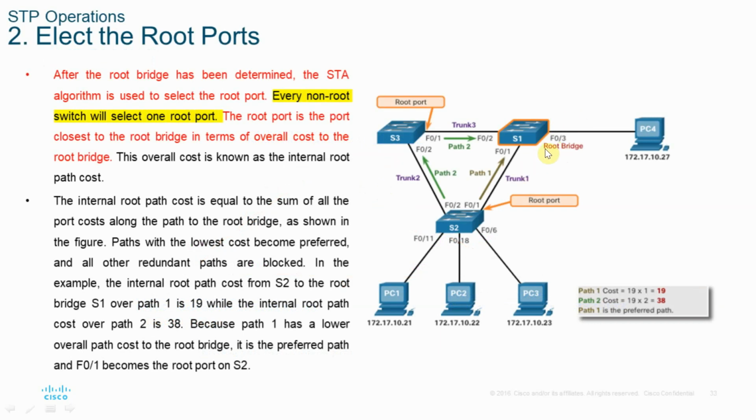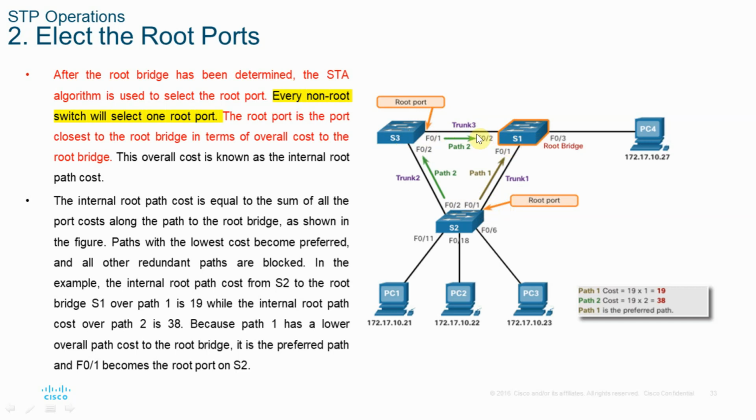Now this one, see here, this is the root bridge. That means these two will be designated. Then for S2, this is the root port because it is directly connected. The cost: this is Fast Ethernet, so the cost is 19 per cable. If I go this way, it will be 38, 19 plus 19. Now for S3, this is the shortest one, so root port. The root port for S2 is FA0/1, and for S3 it is FA0/1.